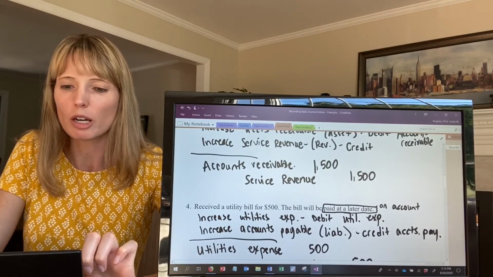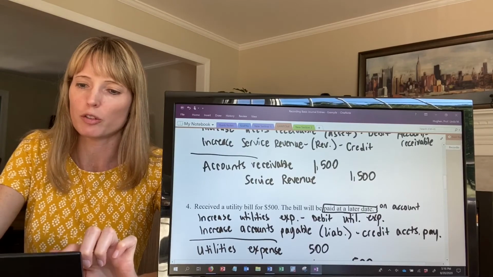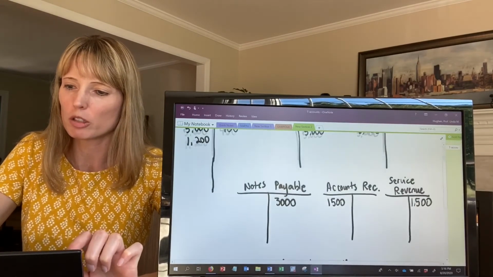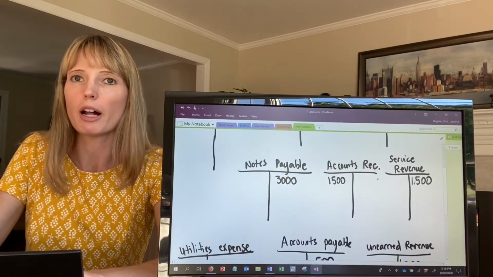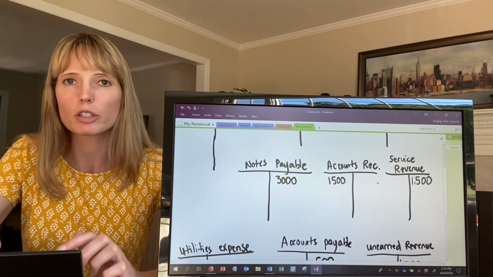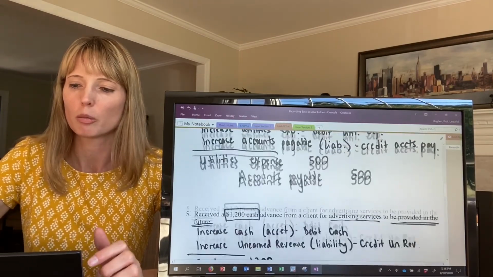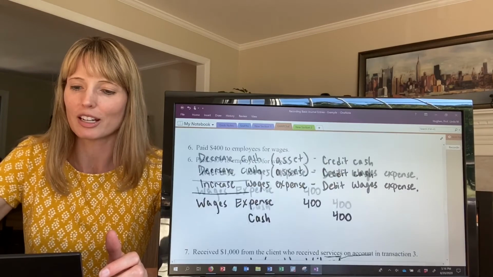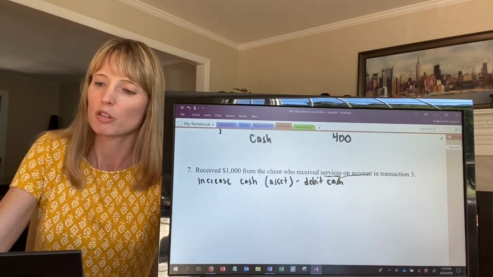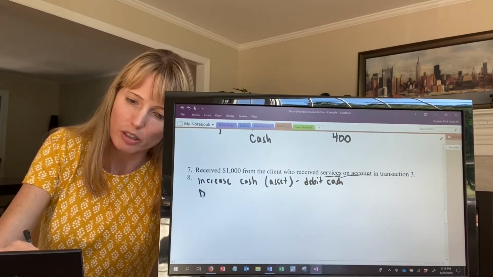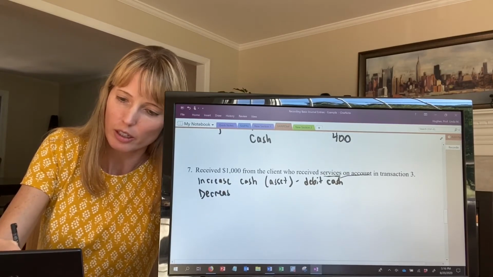What we need to do now, accounts receivable currently has a balance of $1,500. We can check that by going to the T account. Accounts receivable has this balance of $1,500. But once we receive the cash from the customer, we no longer have the right to receive that cash from the customer. So we're going to decrease accounts receivable.